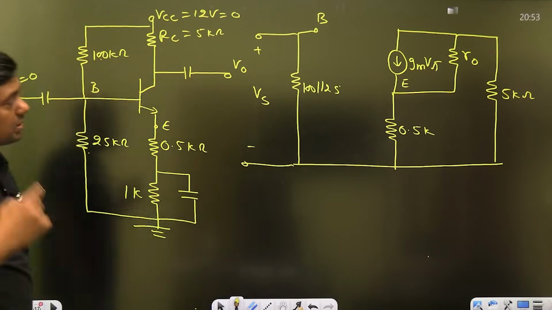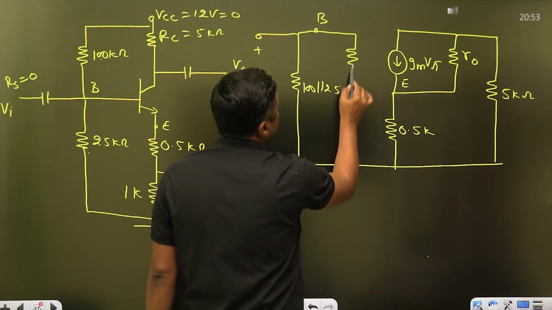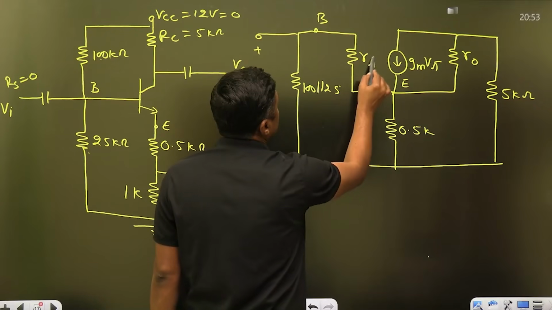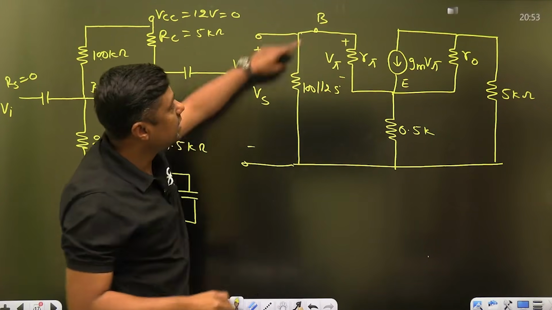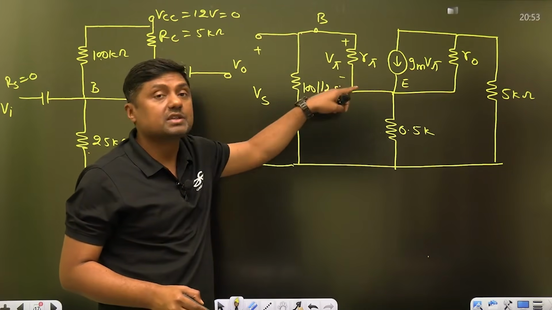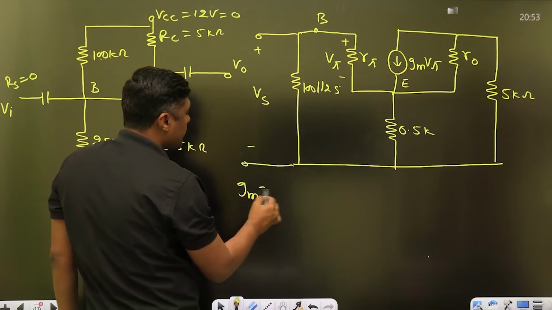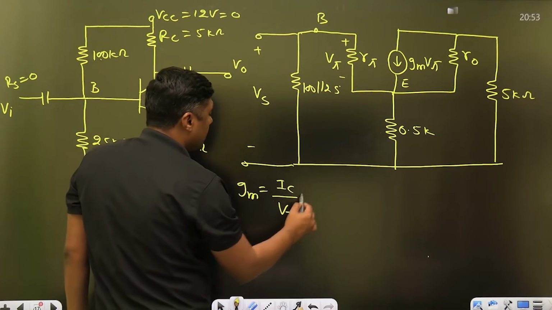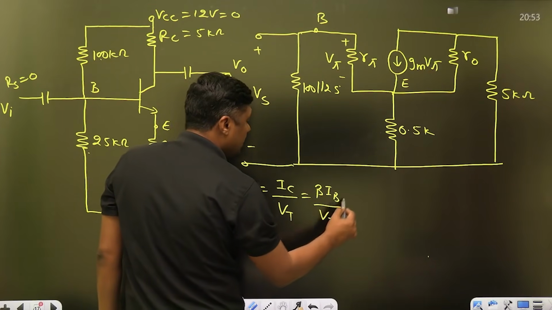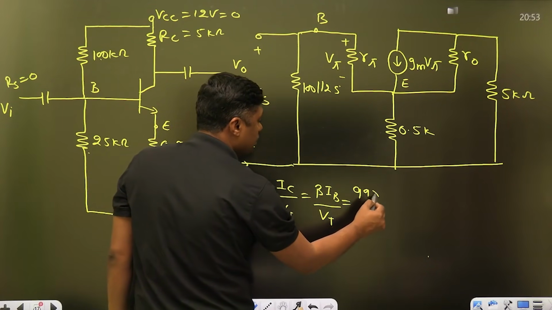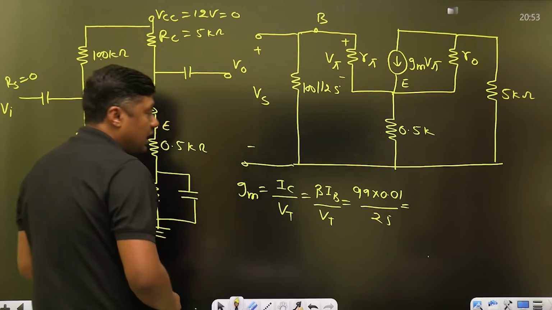Right? Now remember, there is one resistor from base to ground in this model. This is called R pi. The voltage drop across this R pi is V pi. From base to ground it is connected, but here from base to what? Emitter, R pi is connected. This is called the pi model. Now guys, GM you can calculate as IC upon VT. IC is nothing but beta IB. Beta is 99, IB is 0.01, upon VT 25.